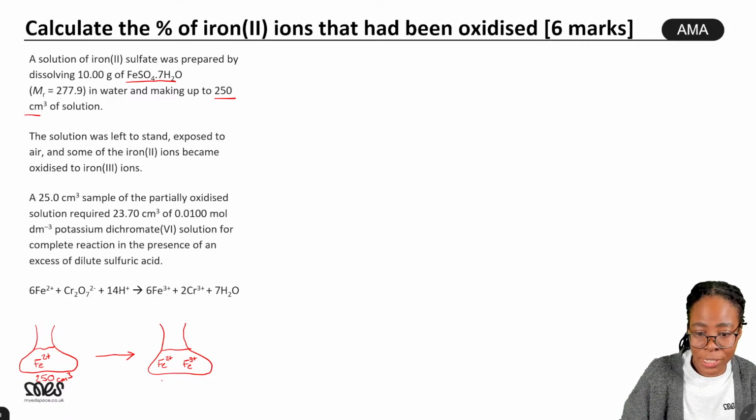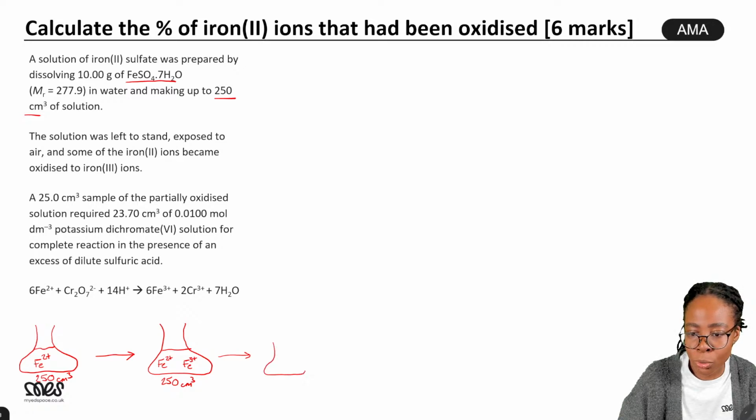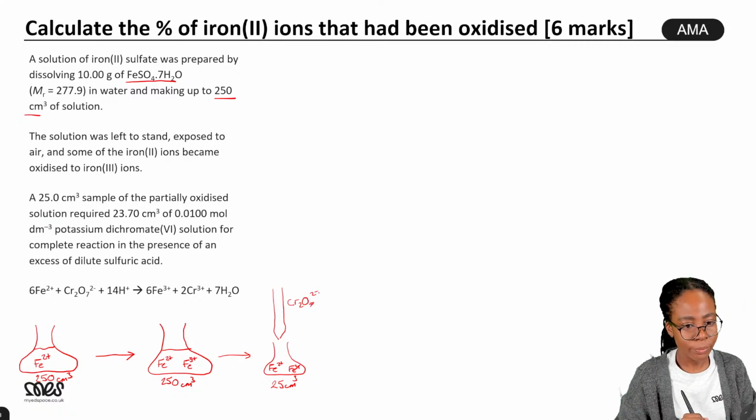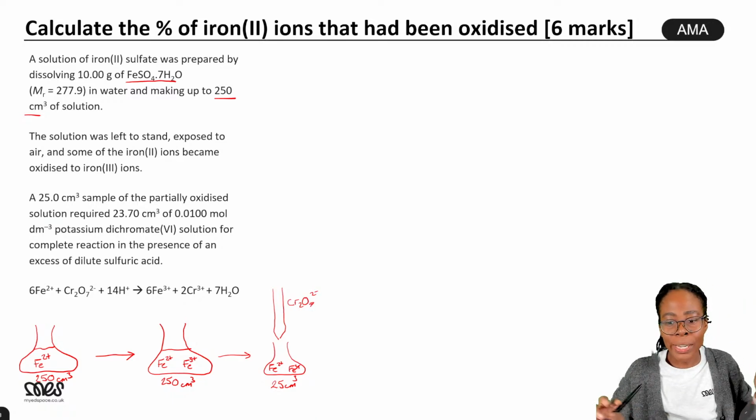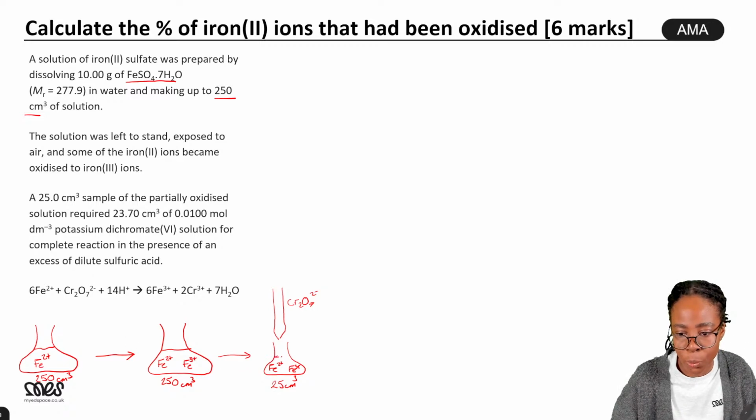Once we have this sample, this is still 250 centimeters cubed. They've taken out a small sample, 25 centimeters cubed of that solution of Fe2 plus mixed with Fe3 plus, and then titrated that against potassium dichromate. Okay, so now we have kind of visualized what's going on.